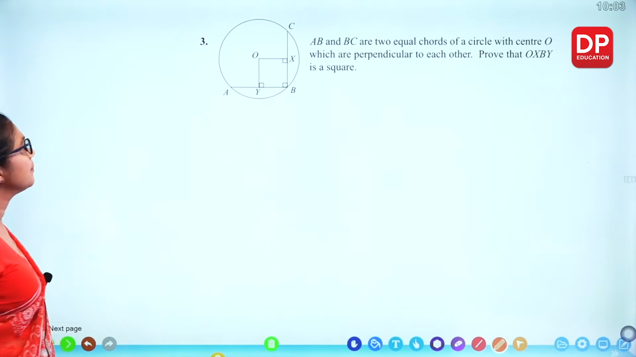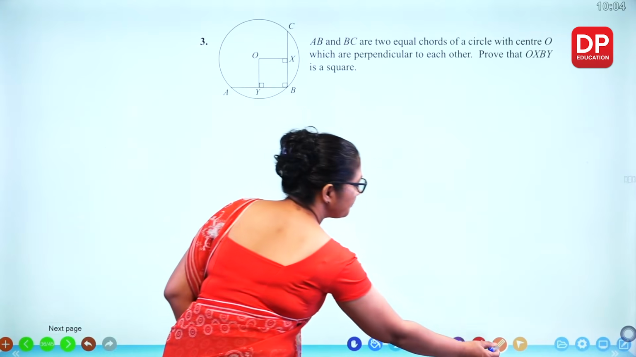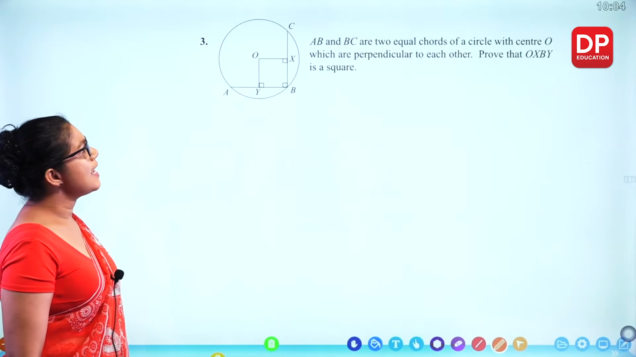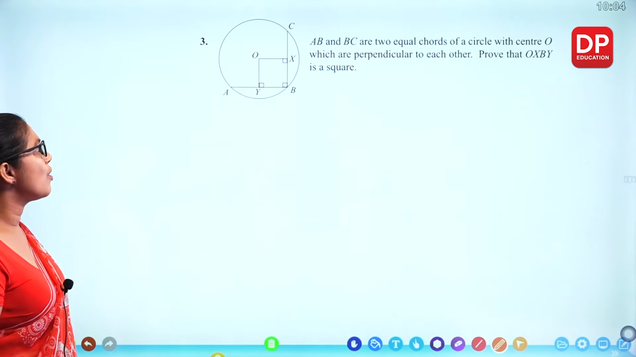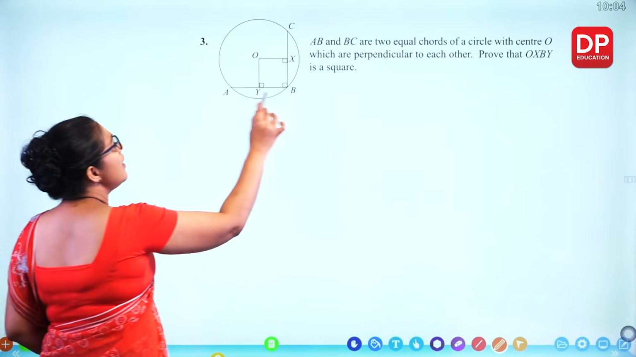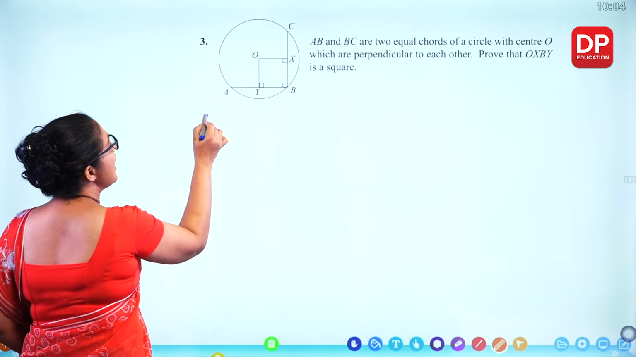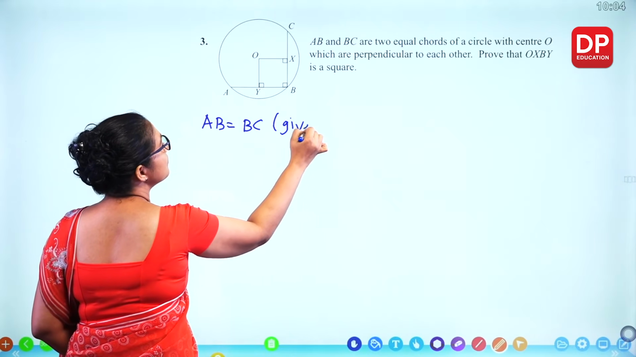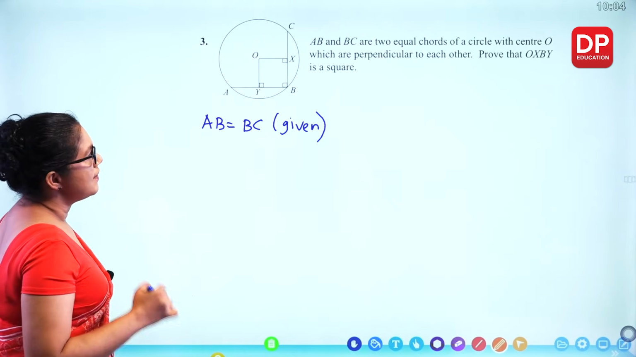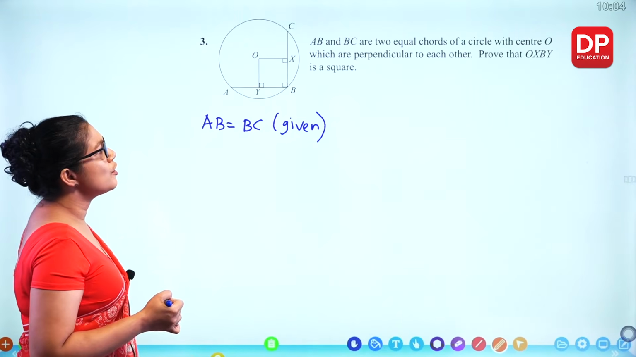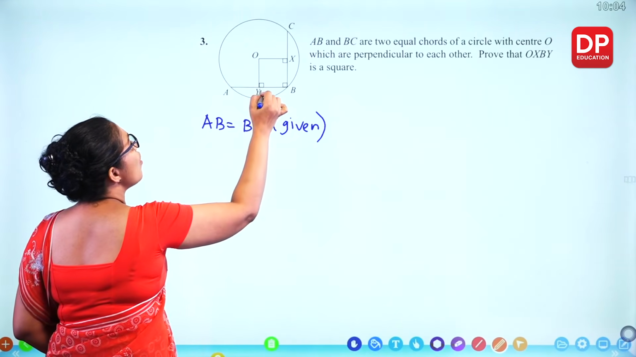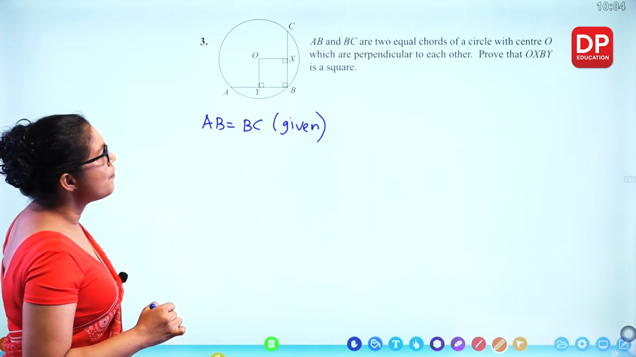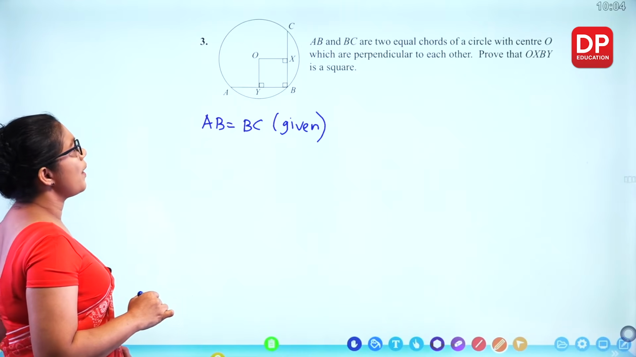Now we'll look at the third question. In the third question it says AB and BC are two equal chords. So here two equal chords are given, so AB is equal to BC. And the center is O, and the chords are perpendicular to each other. It's already marked. Prove that OXBY is a square.